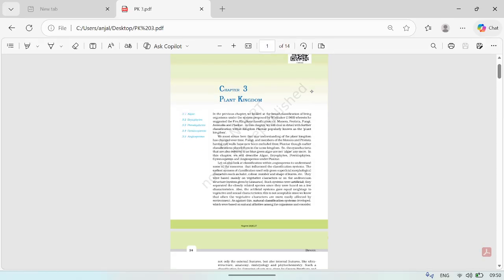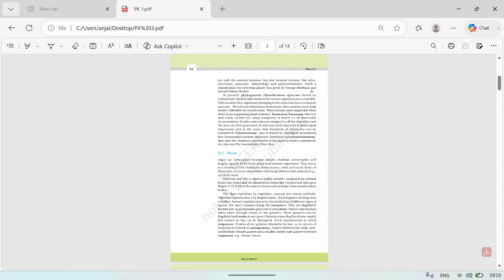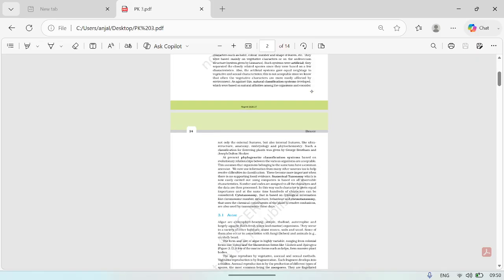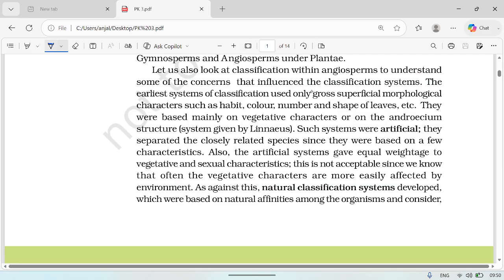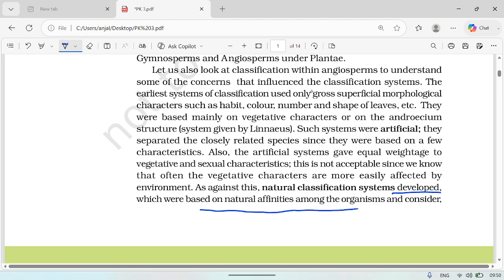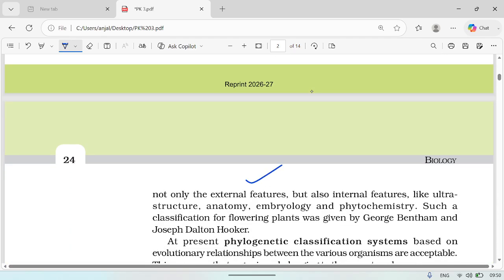Now we are going to the second page, which is the 24th page in the NCERT textbook. So we were saying, when we consider the natural classification system, we will go through the last line. Natural classification system developed as against this, which were based on natural affinities among the organisms and considering not only the external features but also the internal features like ultrastructure, anatomy, embryology, phytochemistry. Phyto means plant.